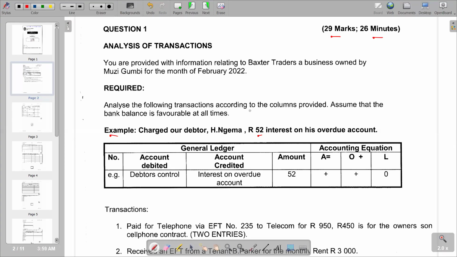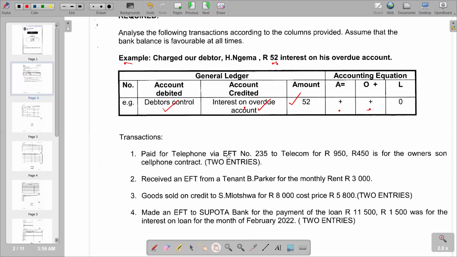Remember, debtors is an asset. So the debtors control has a normal debit balance. So we are supposed to debit debtors control, and the amount we have is 52. Then the effect on the accounting equation: debtors is an asset, and whenever it's debited, it's a plus. And then it's an income, so it is supposed to increase the figure for our net profit. Basically, income increases owner's equity, so we have a plus again there. That's how we are going to present it in the answer book.